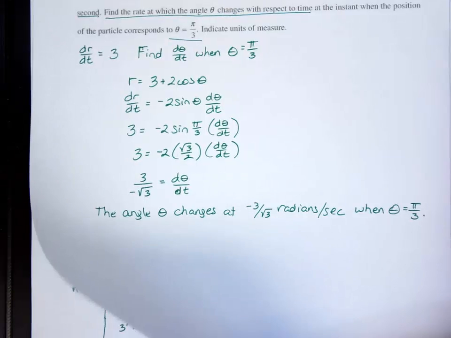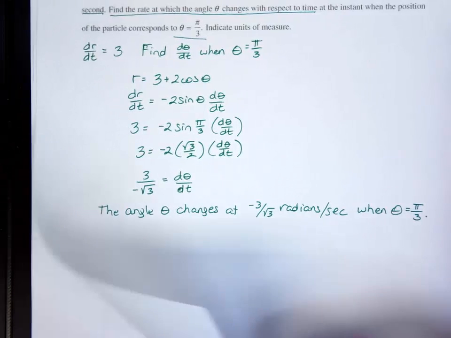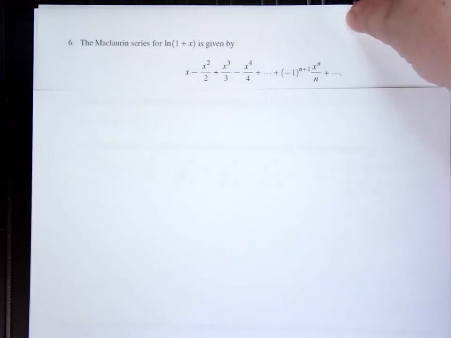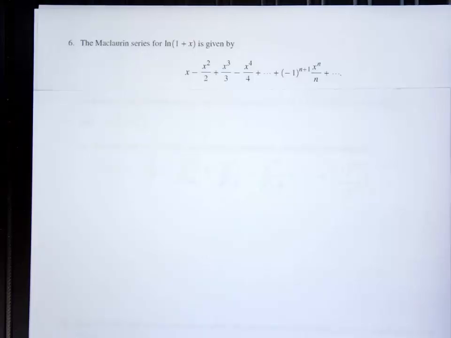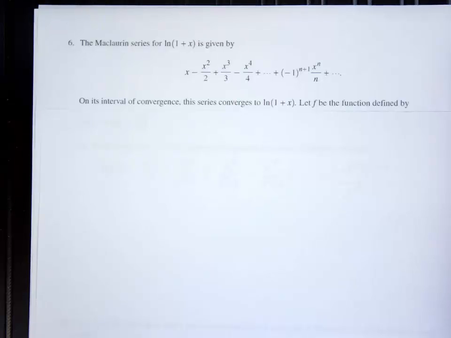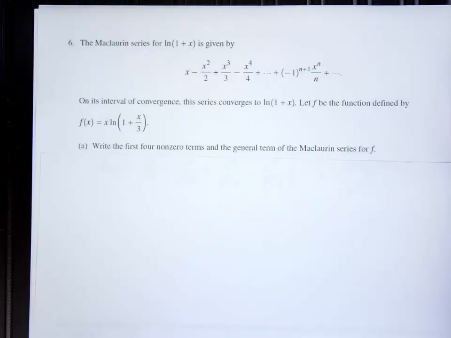All right. Finally, if I get the pages to separate, number 6, the series question. The Maclaurin series for ln(1 plus x) is given by this formula. They gave it to us. Thank you very much. On its interval of convergence, the series converges to ln(1 plus x). Let f be the function defined as x times ln(1 plus x over 3). Now, on the work on the first one, I skipped quite a bit of work, so hopefully you can follow along with what I've done. Write the first 4 non-zero terms and the general term of the Maclaurin series for f.